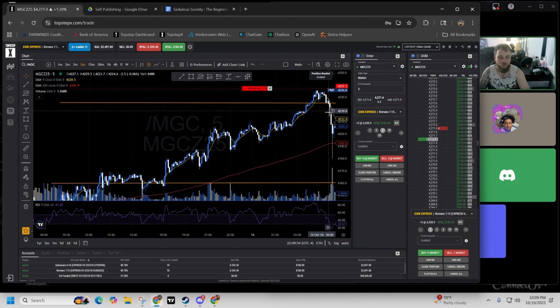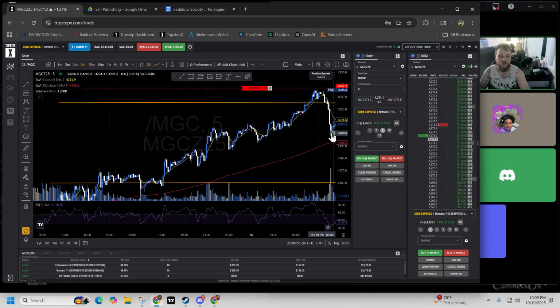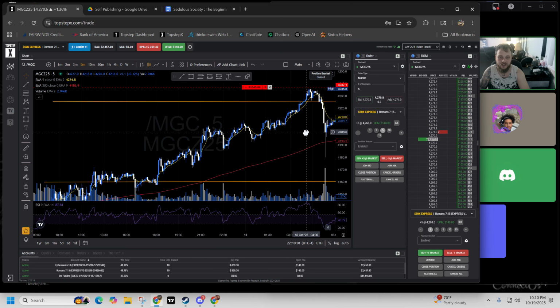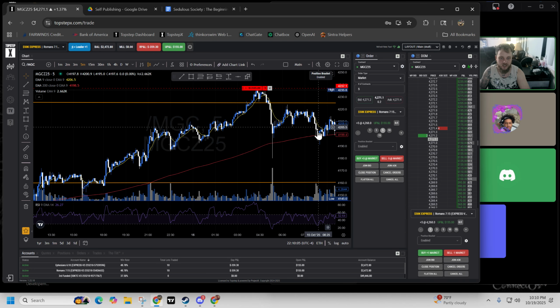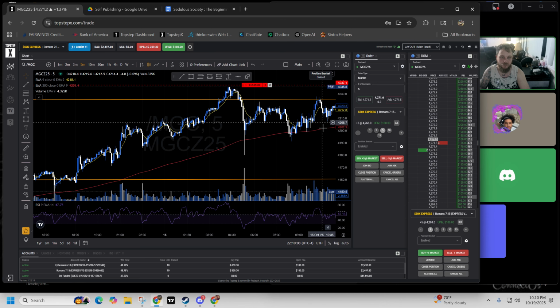Oh, it broke down. There's our 200 EMA because we use it, right? We see the respect of the 200. So, let's give it a second. Can we respect this line? Notice how we start chasing this bottom liquidity. Oh, we're going up again.